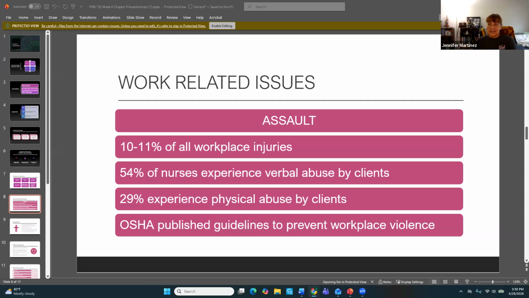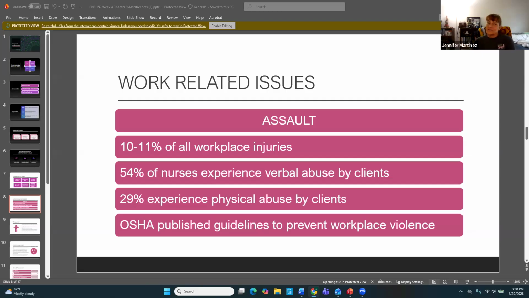And so that's pretty sad. And that is triple the amount of what we see in the private sector. Okay, so that's a huge amount. 54% of nurses will experience verbal abuse by clients, and then 29% will experience physical abuse by clients. Okay. And so, this is everything.